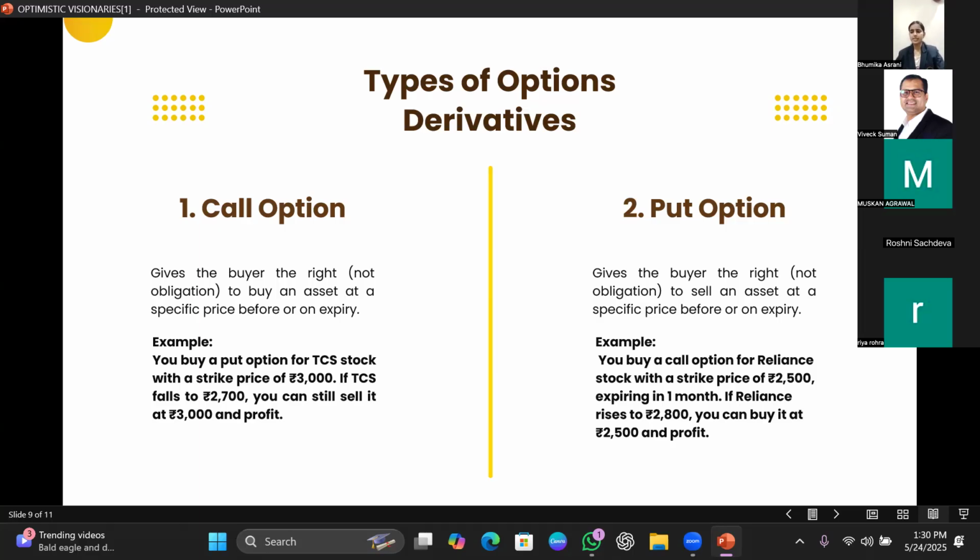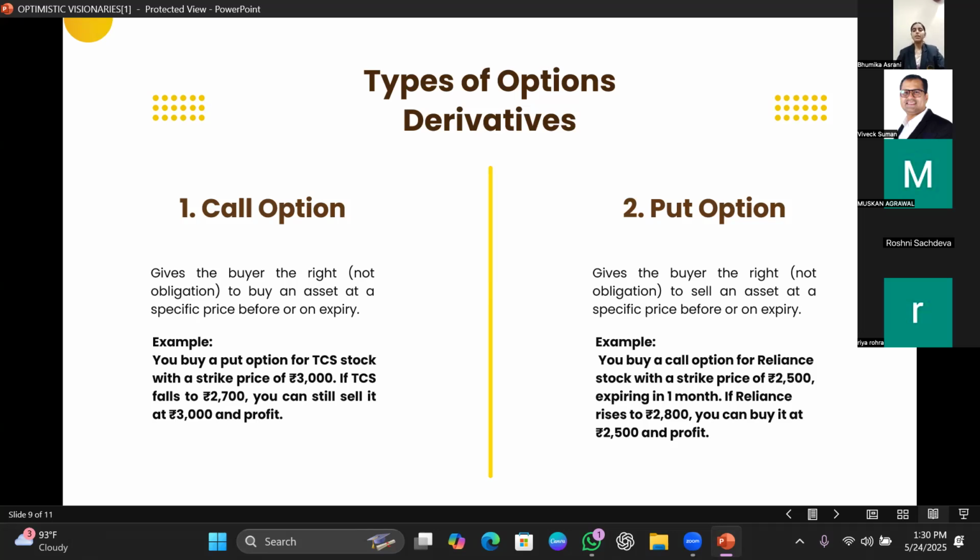So next is the put option. Put options give you the right to sell at a fixed price before a certain date. You can buy a put option if you think that the price will go down. If the stock price falls below the strike price, that is the fixed price, you can sell it at a higher price and make a profit.